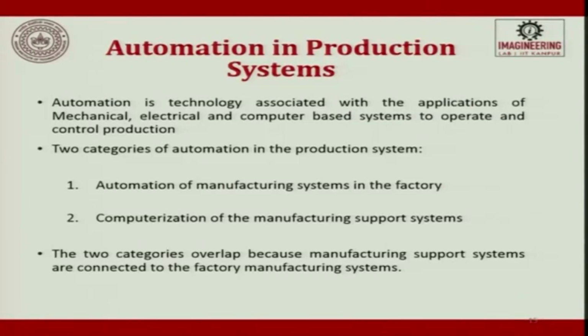When we talk about automation in production systems, automation is a technology which is associated with the application of mechanical, electrical, computer based systems to operate and control production. I repeat, automation is a technology which is associated with the application of all the three: mechanical, electrical and computer. That is why today we call it mechatronics.